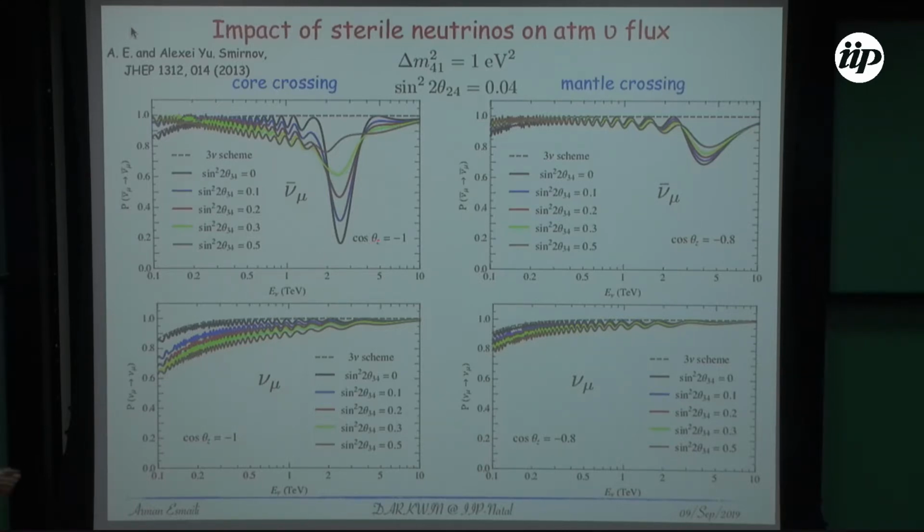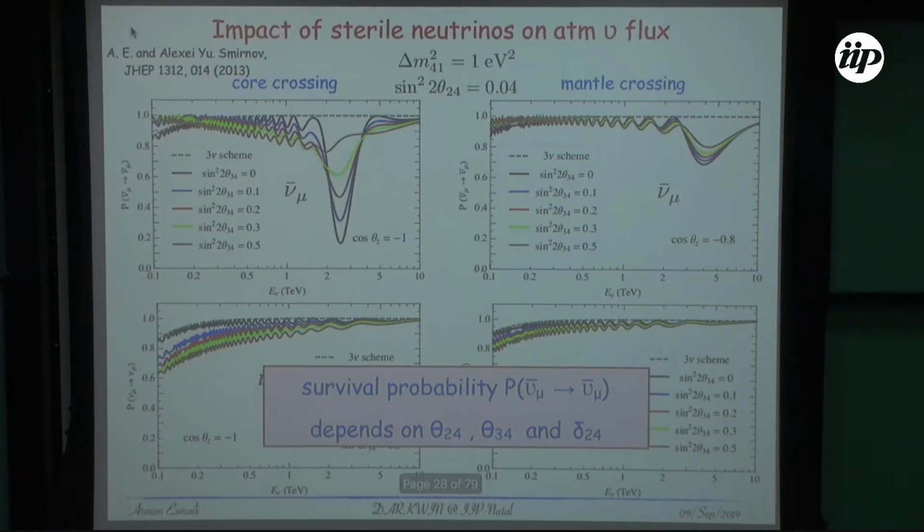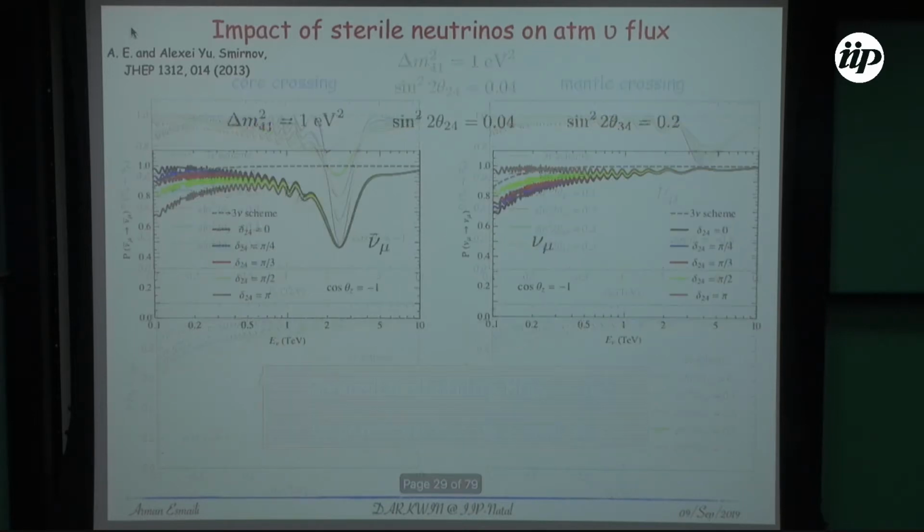So in principle, if IceCube has the energy distribution of the events and the zenith distribution of the events, it should be able to look for such an effect. The resonance happens just in the anti-neutrino channel, obviously, because the delta m square is positive. The oscillation actually depends on several parameters, not just these two parameters; it depends also on theta 3-4, and on the CP violation phase.